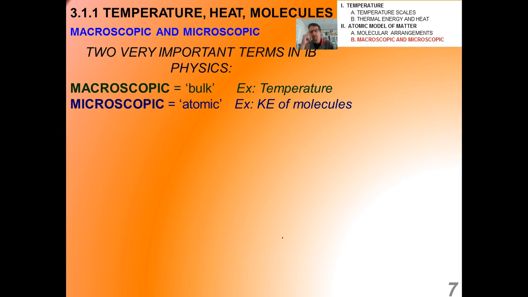Okay, a couple of really important terms in physics that you need to know. And this is the idea of macroscopic versus microscopic. You think of macroscopic as something being in bulk. So for example, temperature is a macroscopic property. Microscopic is something that's very, very small on the atomic level. So you can think of the kinetic energy of molecules as being microscopic. It's really just a matter of scale.